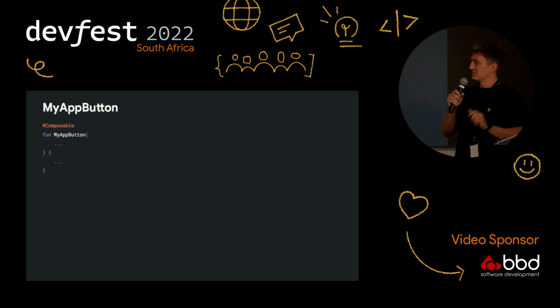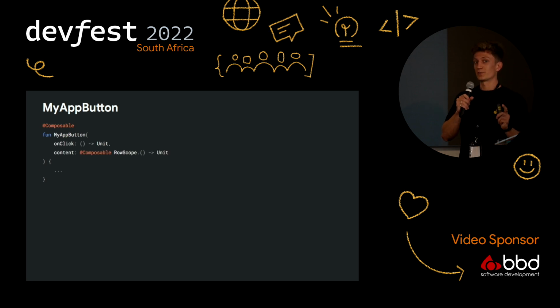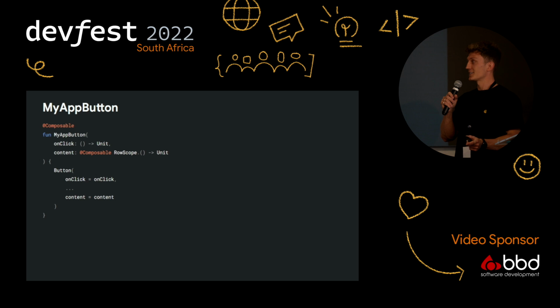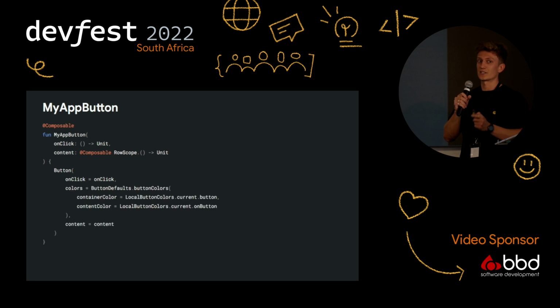Here's my app button, a simple composable function to model the button you just saw. What I do is I expose only the things that people would really want to change, the on-click listener and the content, which would be like a text label or an icon. We then call the material button inside this function and pass through the on-click and the content so that it receives those, but internally set the button colors and don't expose that as a parameter that someone else would want to change.